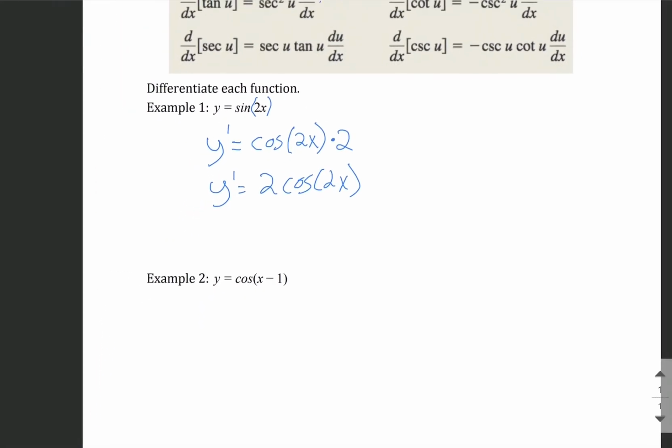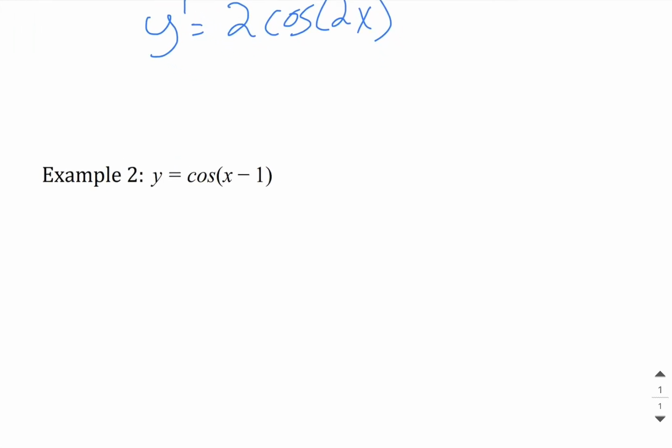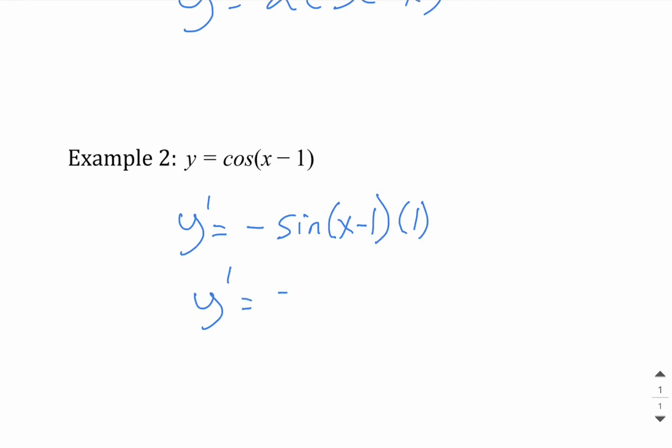Right, another quick example for us to take a look at is y equals the cosine of (x minus 1). Now, with cosine, the derivative of cosine is negative sine. So when we take this derivative, we're going to end up with y prime equal to the derivative of cosine, the outer, which is negative sine. We leave the inside the same, and we multiply it by the derivative of the inner function. So the derivative of x minus 1 is just 1, right? So times 1.